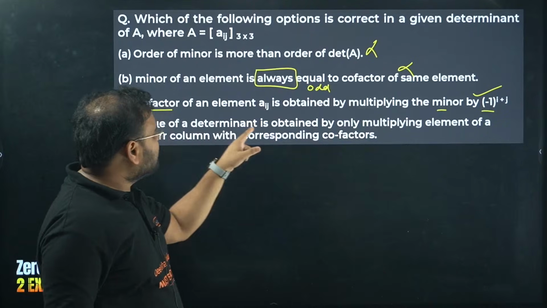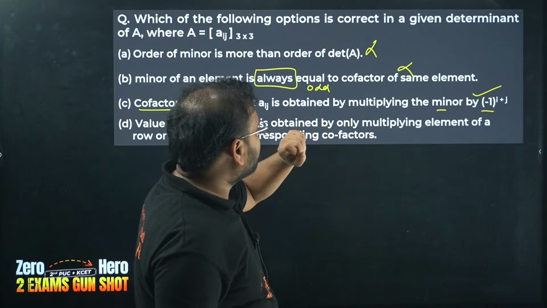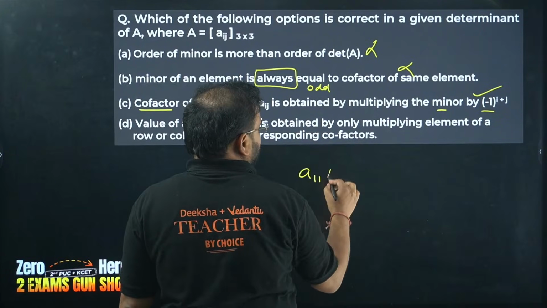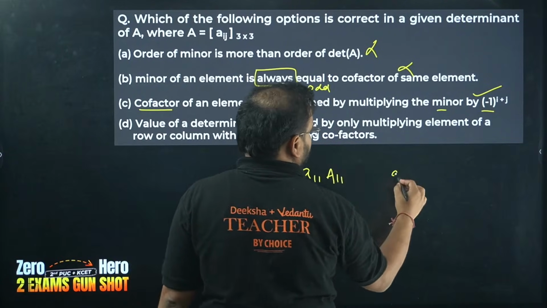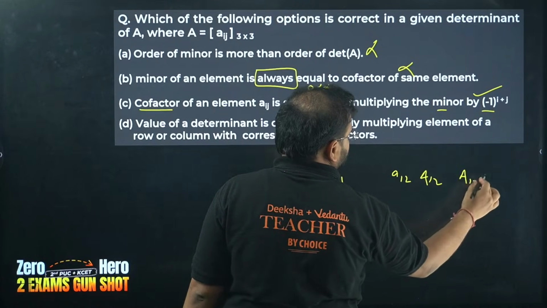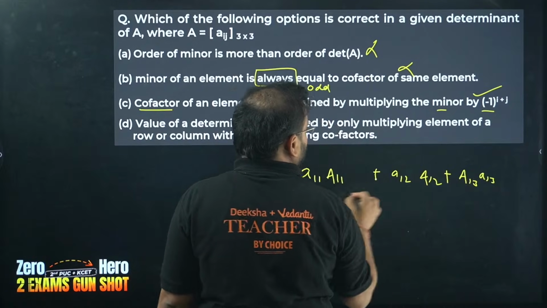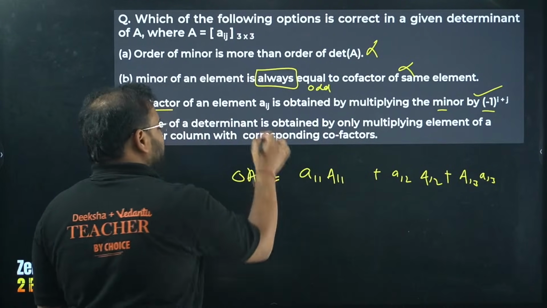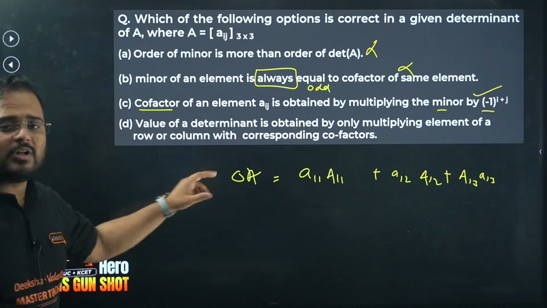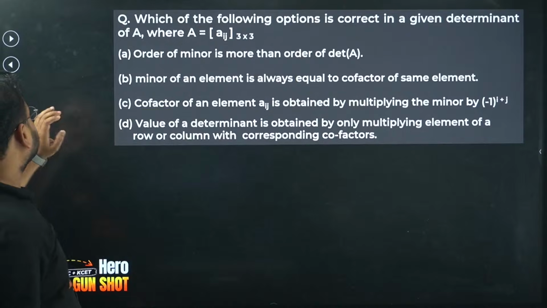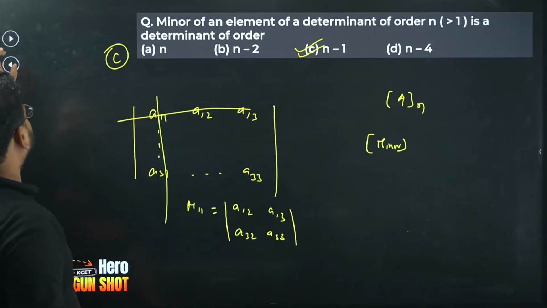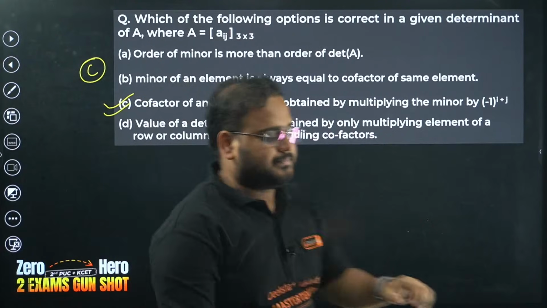Value of a determinant is obtained by only multiplying elements. Not just multiplying, you have to add them also to get the determinant value. Got it, guys? So your correct answer is only option C. I'm going to erase all the markings because we don't need that. Answer is only option C.